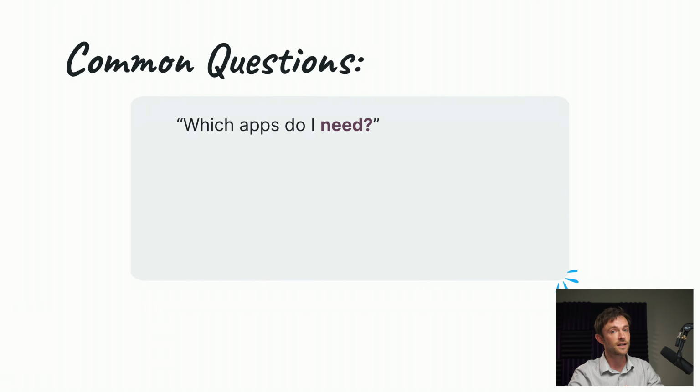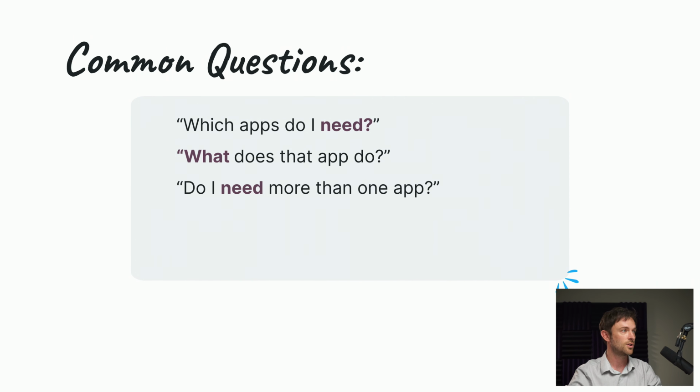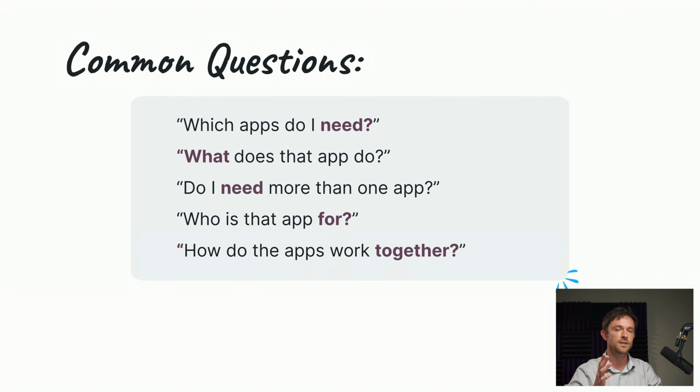So as you can imagine, we get a lot of questions such as, which apps do I need? Or they might say, what does that one app do? And they might say, can I get by with just one app? Or do I really need more than that to accomplish what I'm looking for? They might say, who is that app intended for? Is that app intended for people like me or companies like mine? Or is it for somebody else? And maybe most commonly what people want to know, even after they learn a lot about Odoo, is how do these apps actually work together?